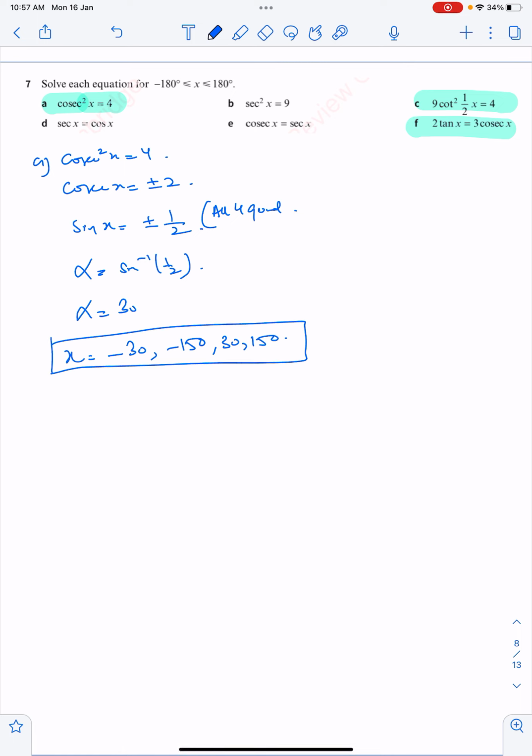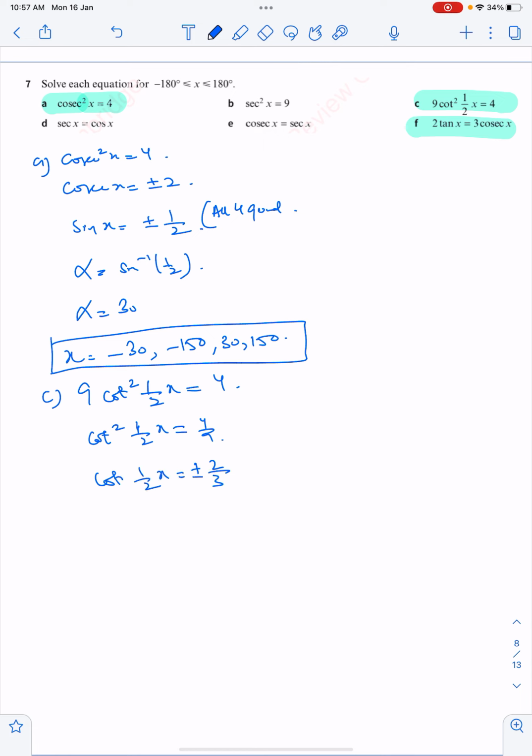Now I'm doing the C part, which is 9 cot square half x equals 4. As a first step, I'm going to write cot square half x equals 4 upon 9. I'm going to take the square root of both sides. It will be 2 upon 3 with a plus and a minus. I have to look for it in all the 4 quadrants. Firstly, I am going to reciprocate both sides. I will get tan of half x equals 3 upon 2 with a plus and a minus.